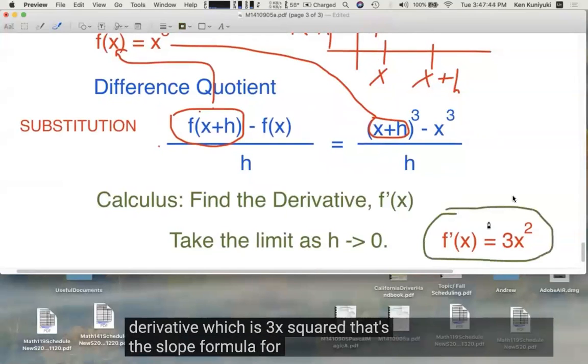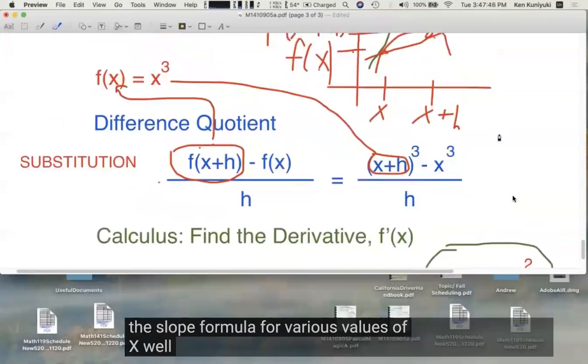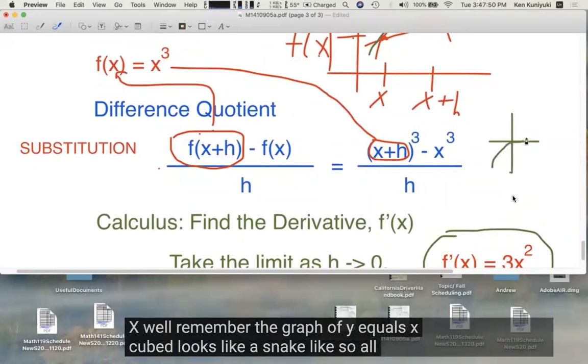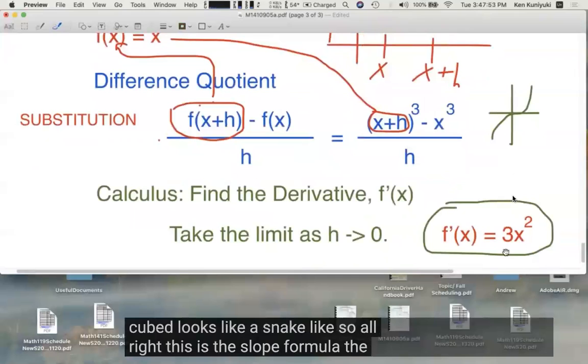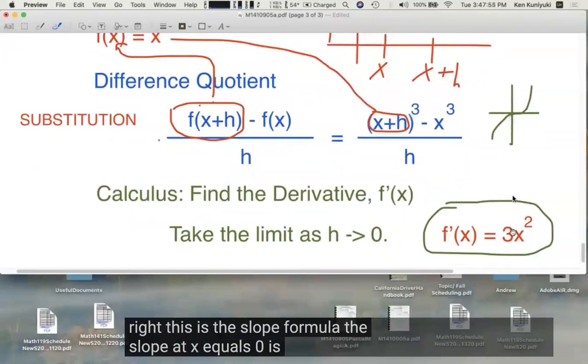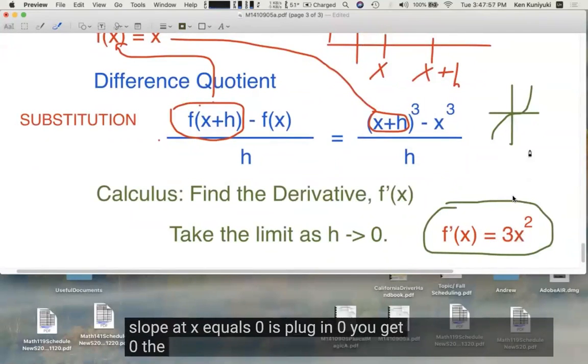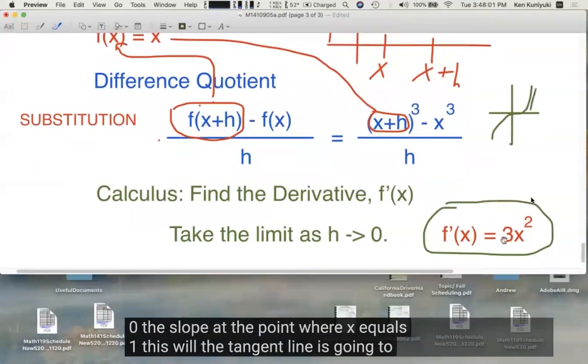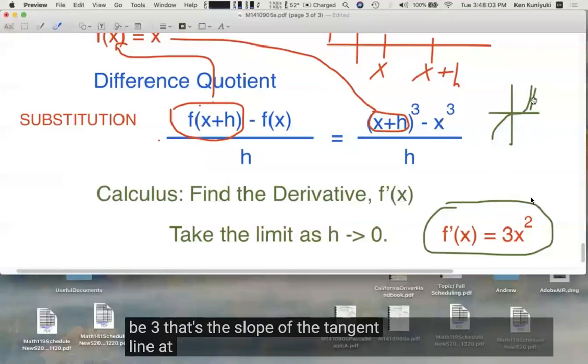That's the slope formula. For various values of x, well, remember the graph of y equals x cubed looks like a snake, like so, right? This is the slope formula. The slope at x equals 0 is, plug in 0, you get 0. The slope at the point where x equals 1, the slope of the tangent line, is going to be 3.